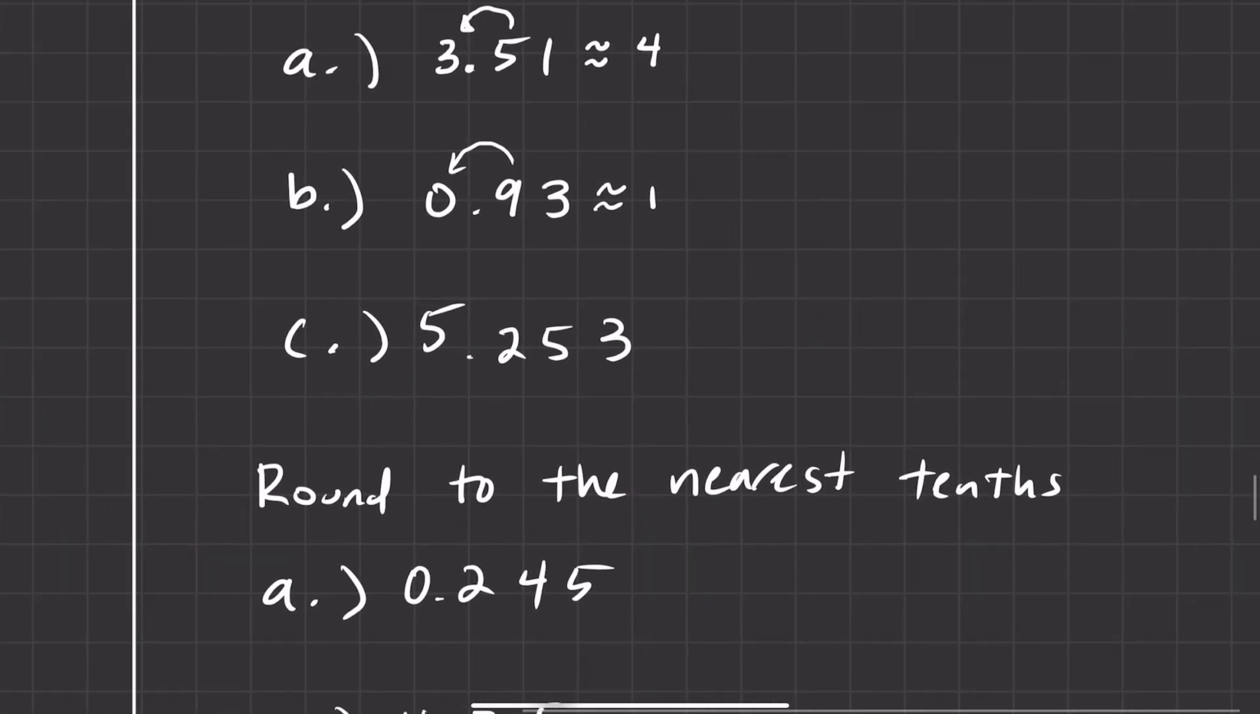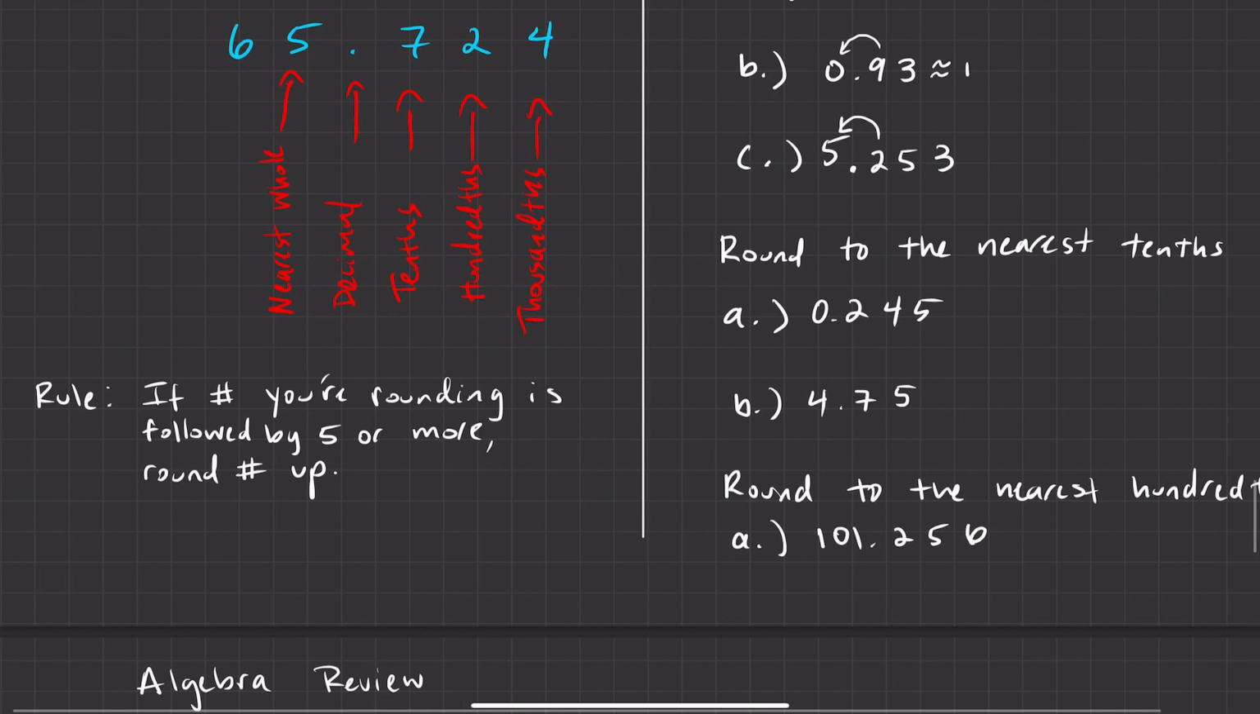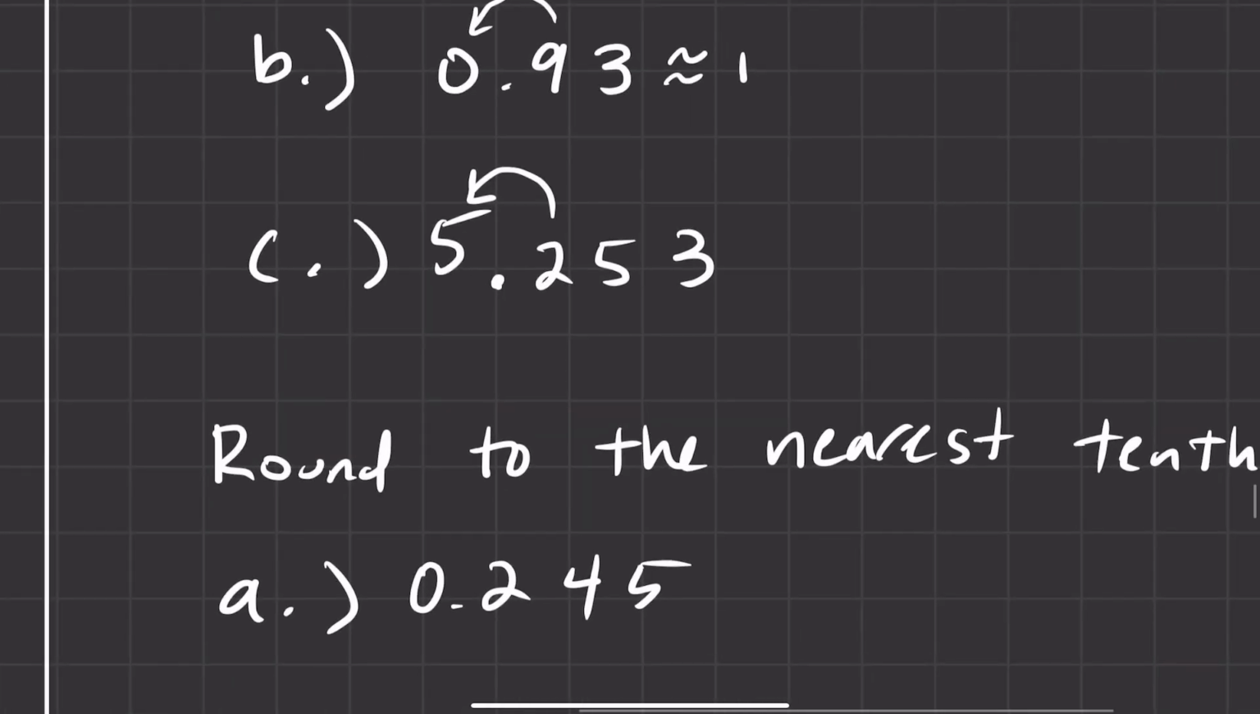Then if I were to look at C, okay, again, I'm going to round to the nearest whole number. Here's the decimal. And to the left, that's my nearest whole. And it's followed by this 2. So what does the 2 do to the 5? Well, again, if the number you are rounding is followed by 5 or more, then you round the number up. Because 2 is not 5 or more, it's below 5, this 5 is actually going to remain the same. So it's approximately 5, and then the numbers after that will go away.